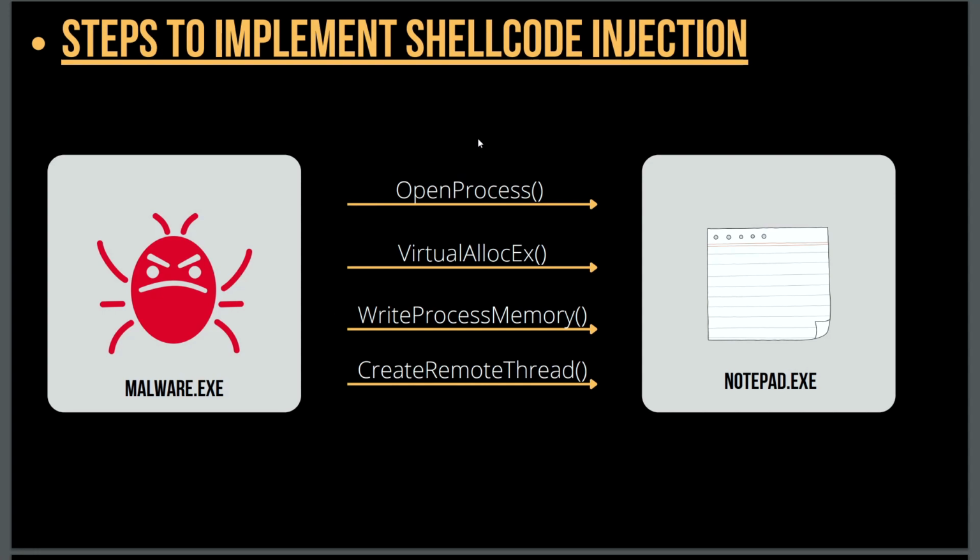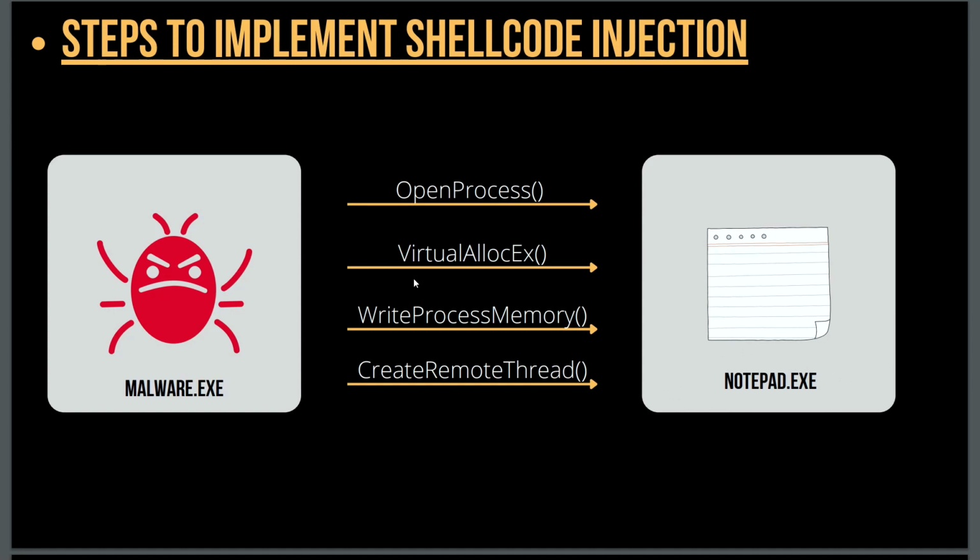Now, we basically use a few Windows API calls to achieve this, just like the previous video where we had used some of the Windows API calls to execute the shellcode within the process. In shellcode injection, we use the same. So we have two processes in here. We have the malware.exe process and we have the notepad.exe process. At first, the malware.exe process calls the OpenProcess function, and the OpenProcess function retrieves a handle to the notepad.exe process.